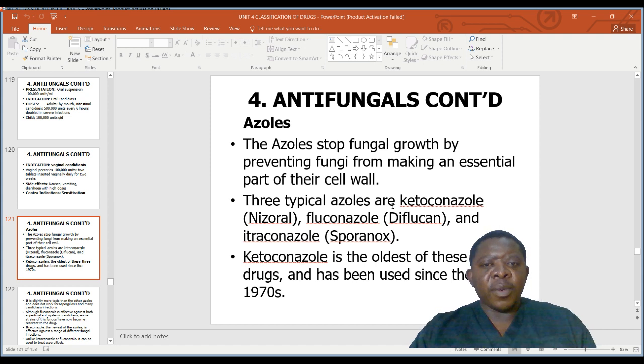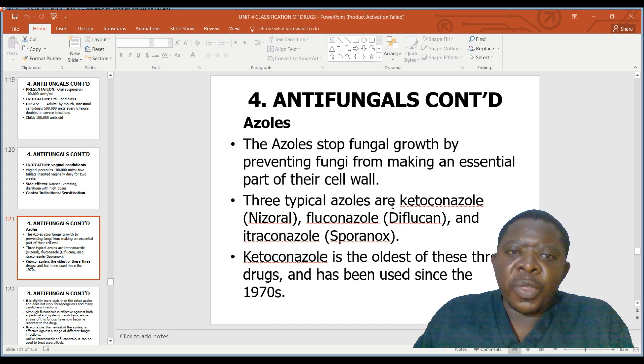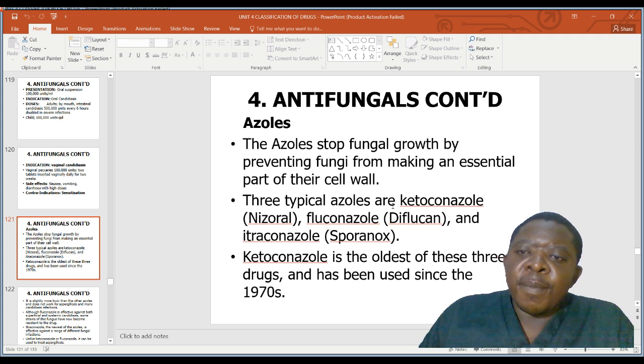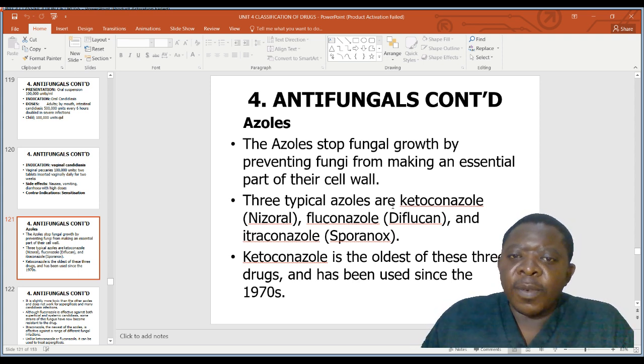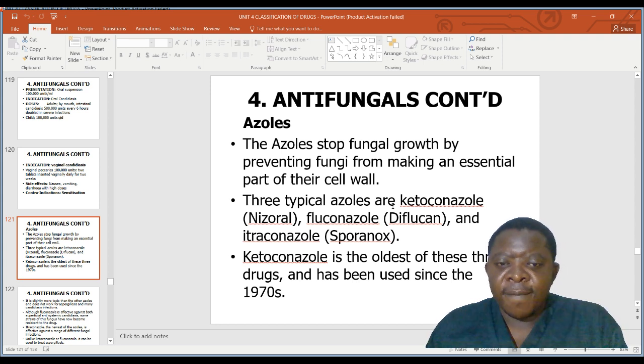The other group is the azoles. The azoles stop fungal growth by preventing fungi from making an essential part of their cell wall. So three typical azoles are ketoconazole, miconazole, fluconazole, and the triazoles. They prevent the fungi from making an essential part of their cell wall, so they prevent cell wall growth in a fungi.